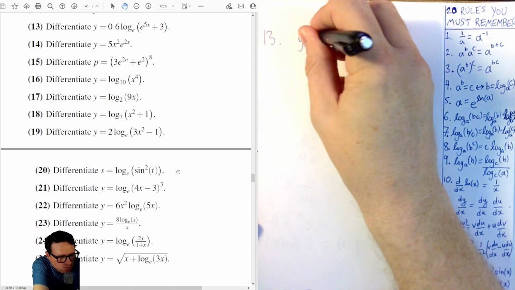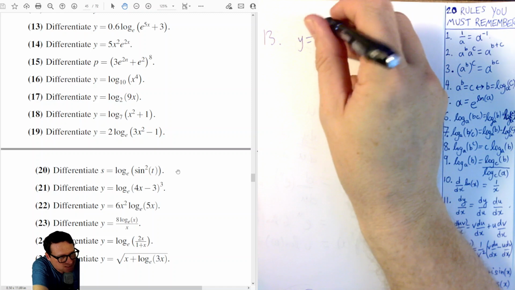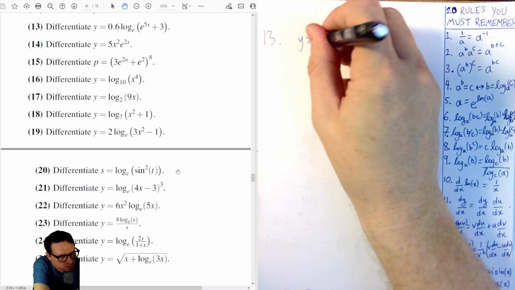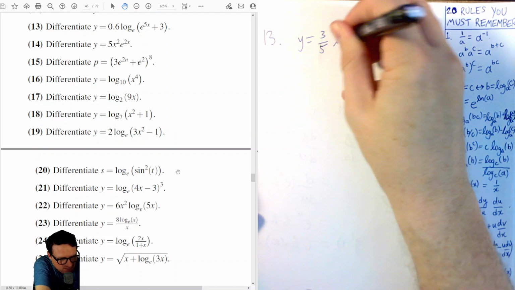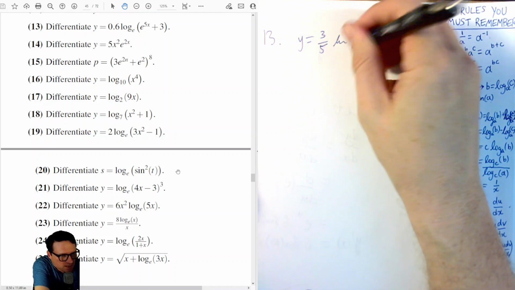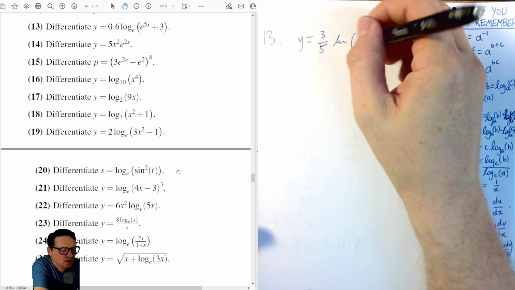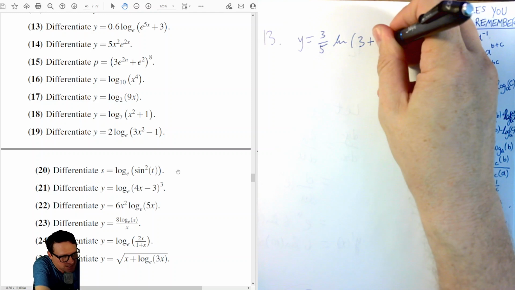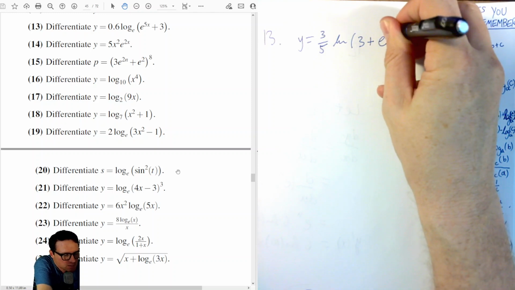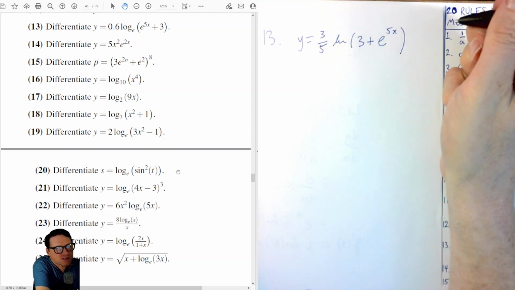We've got y equals 0.6, but let's write 0.6 as 6 over 10, which is 3 over 5. And then let's write the log to base e as ln. I like to put the number in front so it doesn't get confused with the exponent. So I'm just rephrasing this expression before we begin. Okay, so here's our function.